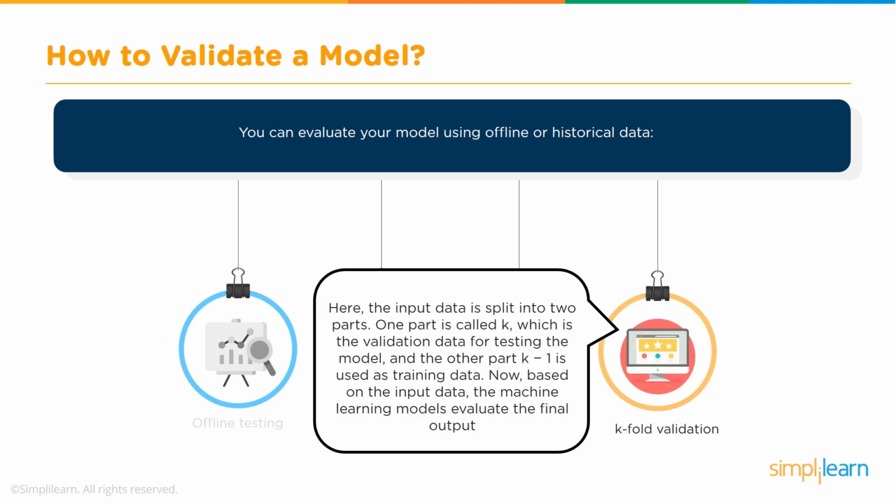K-fold validation is where the input data is split into two parts. One part is called k, which is the validation data for testing the model, and the other part is k-1, which is used as training data. Now, based on the input data, the machine learning model evaluates the final output.